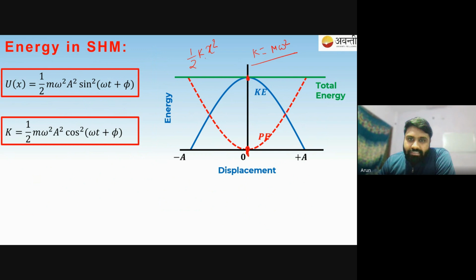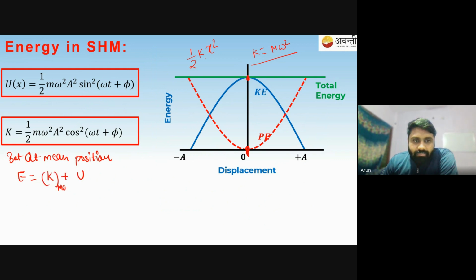If you have taken the reference level as origin, and you are measuring all the parameters from mean position, then you can say the potential energy is exactly zero, because at the reference level the potential energy is zero. But in general, at mean position, total energy E is the sum of kinetic energy plus potential energy. So kinetic energy will be maximum, potential energy will be minimum.